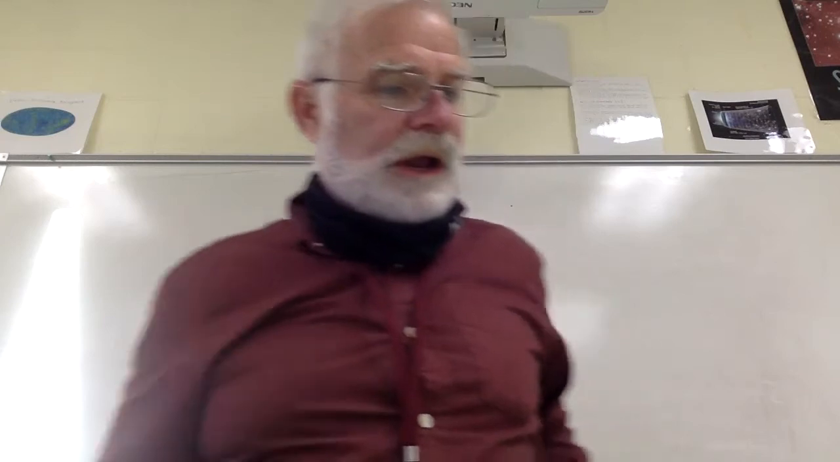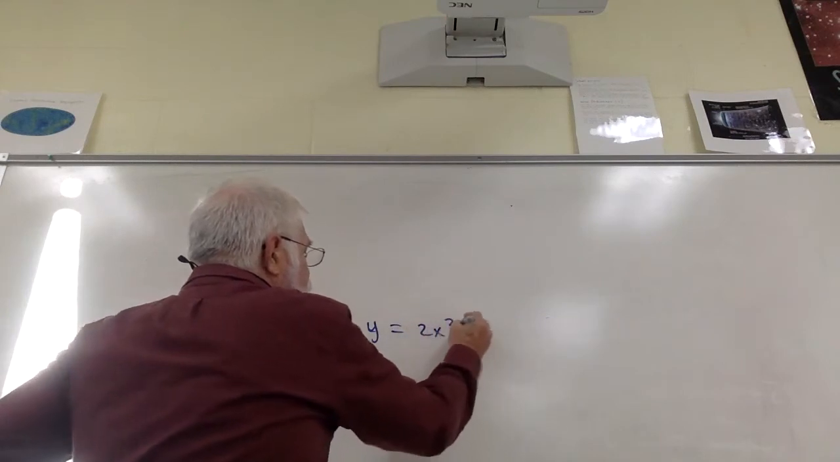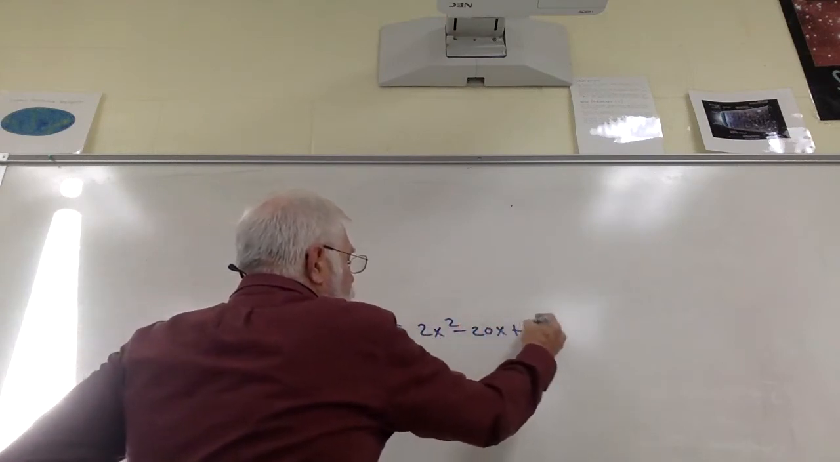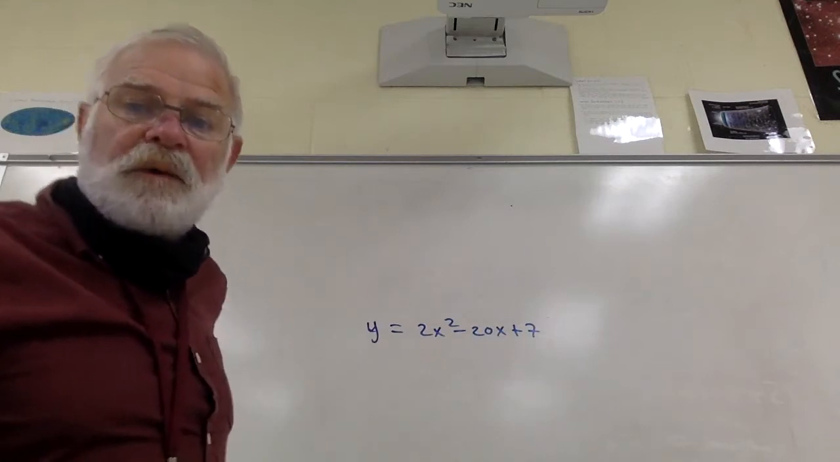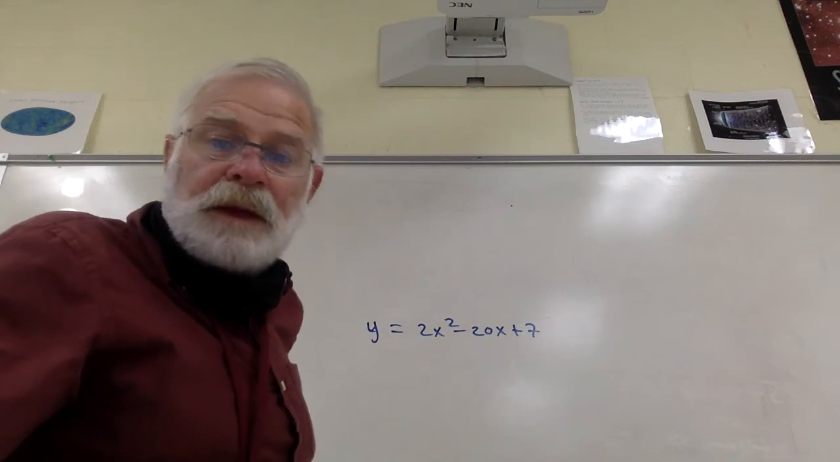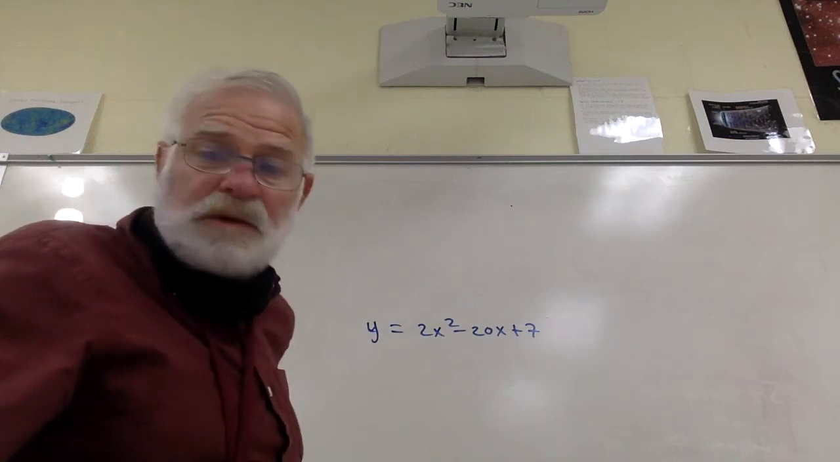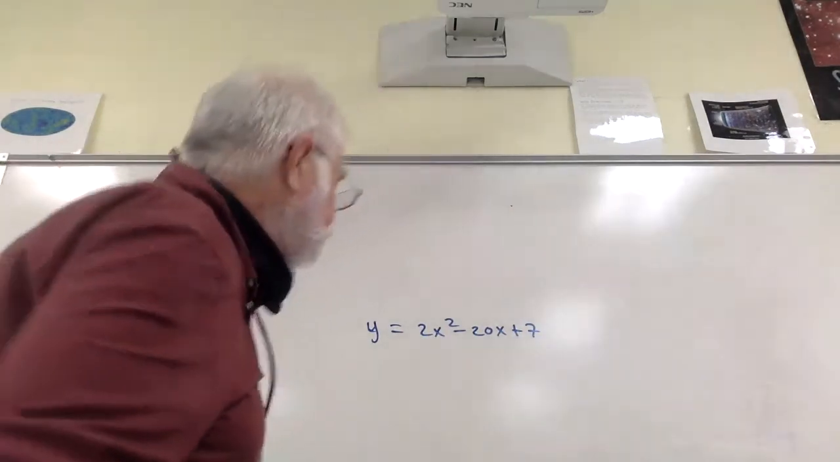So the first question that I asked was finding the minimum value of 2x squared minus 20x plus 7. Using calculus, we're going to find the minimum value, and we're going to try to justify why it's a minimum. So pause the video at this stage and try the problem. If you feel confident in knowing what to do with that already, just move on. All right, so here we go.